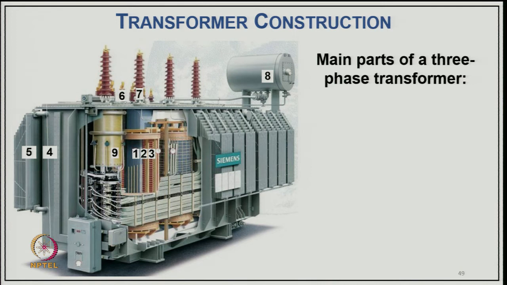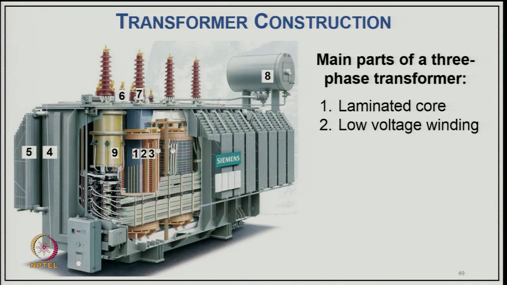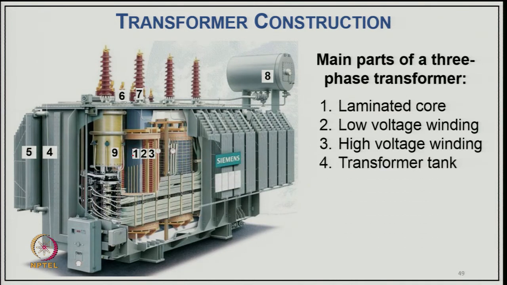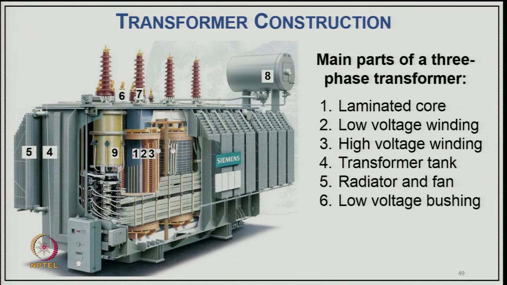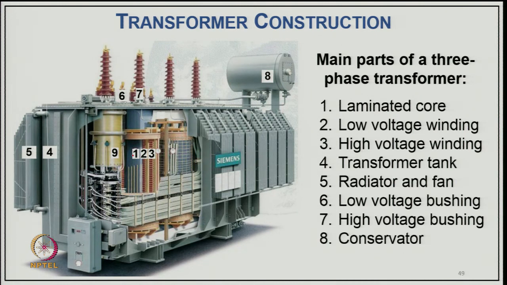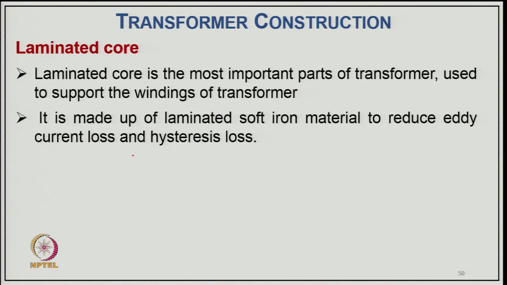I mean, typically all parts are mentioned here, and the main parts of this 3-phase transformer are the laminated core, which is shown here. Then the low voltage winding near to the core, and the high voltage winding a little far from the core after the low voltage winding. The 4 is the transformer tank in which this complete winding and core are put in. Then the 5 is the radiator and fans. I mean, this is the radiator fins along with the fans, and then the 6 is the low voltage bushing here, and 7 is the high voltage bushing. Then the 8 is the conservator.